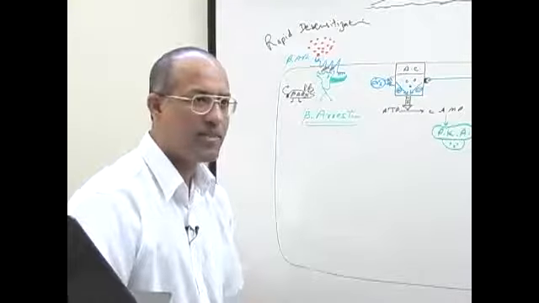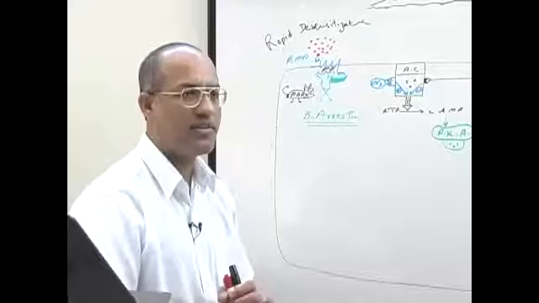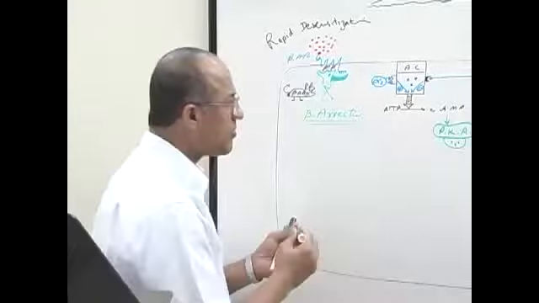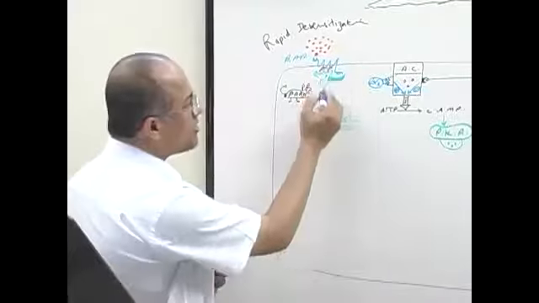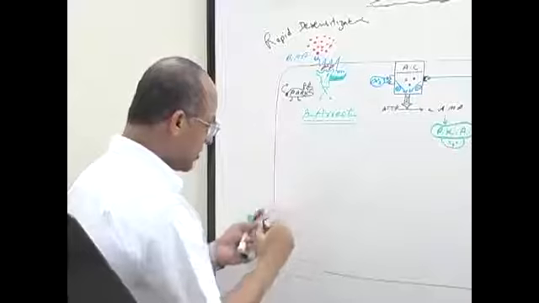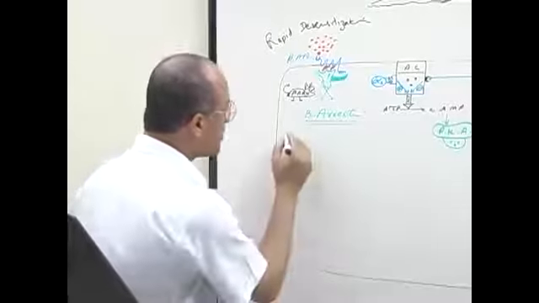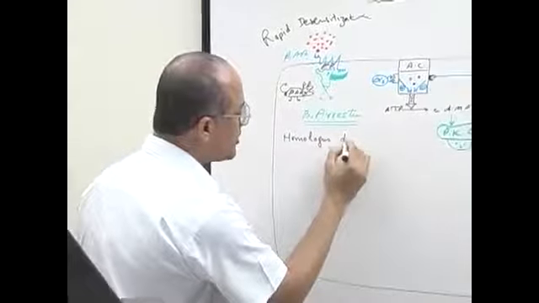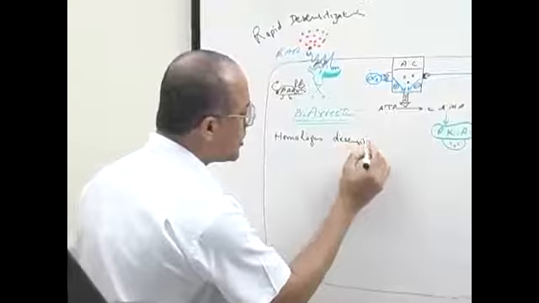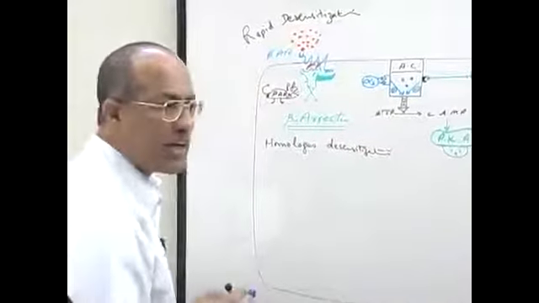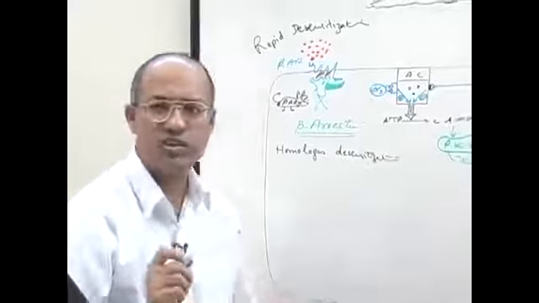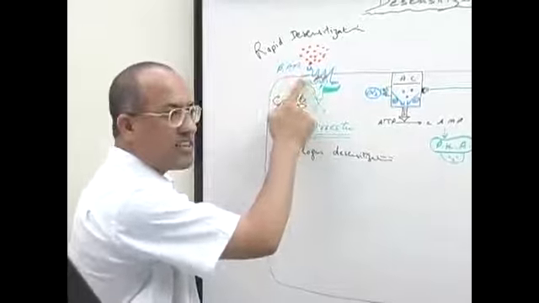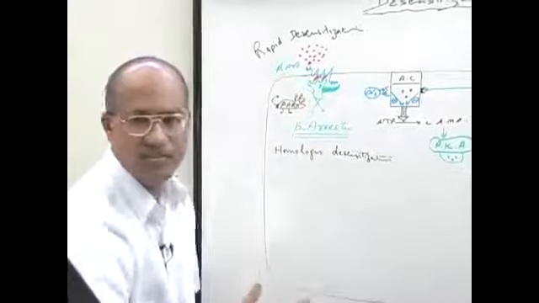This is one example. Then there is another type of desensitization. Let me show you here. This type of desensitization is called homologous desensitization. What is meant by homologous desensitization? Homologous desensitization means that agonists bind with one receptor and the same receptor becomes desensitized. Is that right?